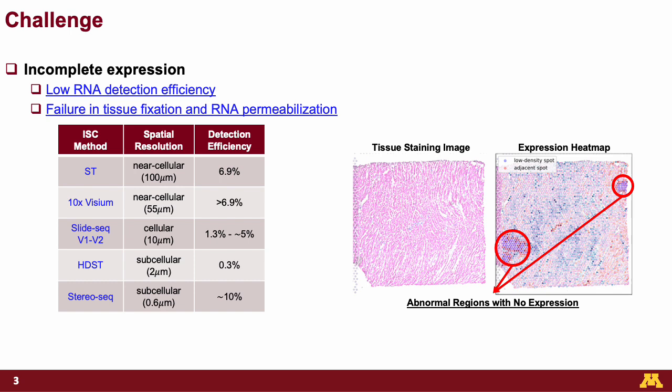However, there are several challenges preventing the ISC method from being used in practical studies. The main challenge is incomplete expression profiles. The spatial transcriptomic data generated by the ISC method are highly sparse, where most zeros are missing values rather than true biological signals. Using the incomplete expression might lead to incorrect or misleading discoveries in the analysis.